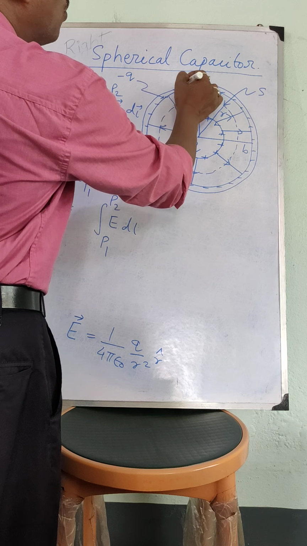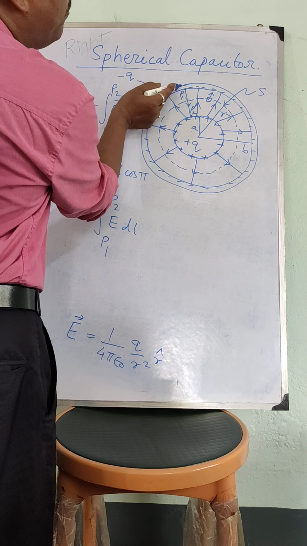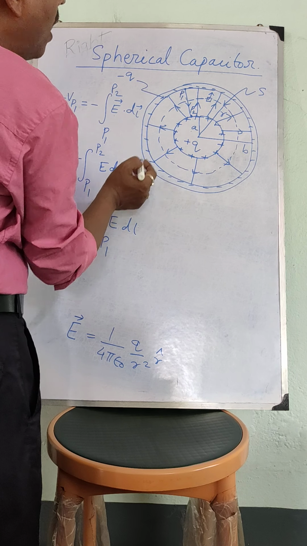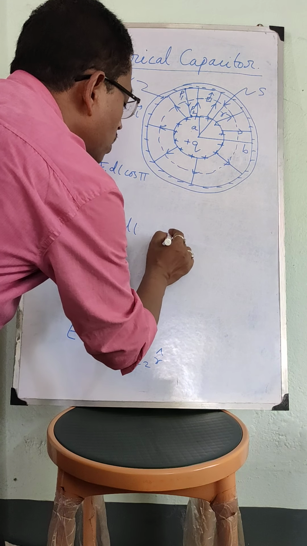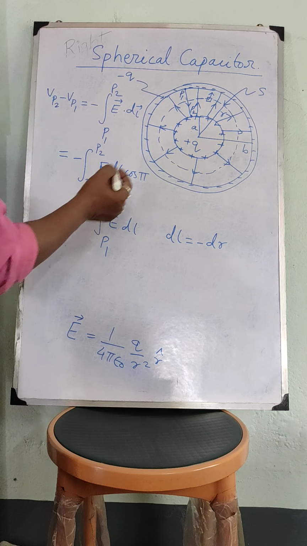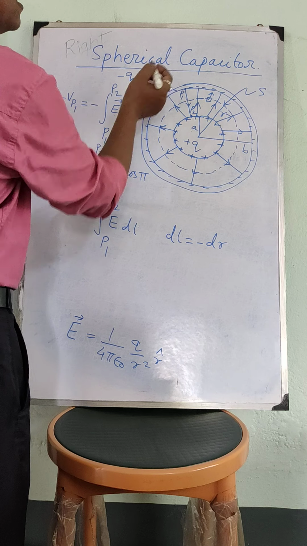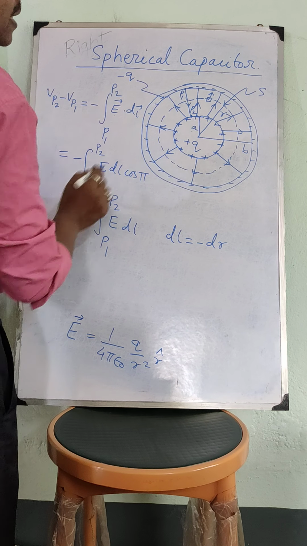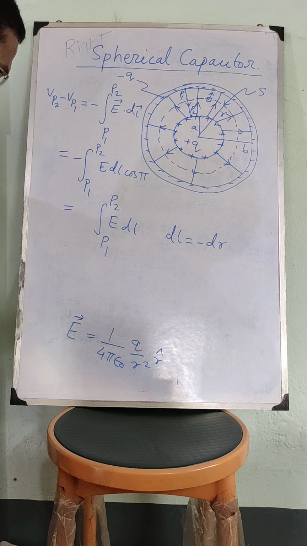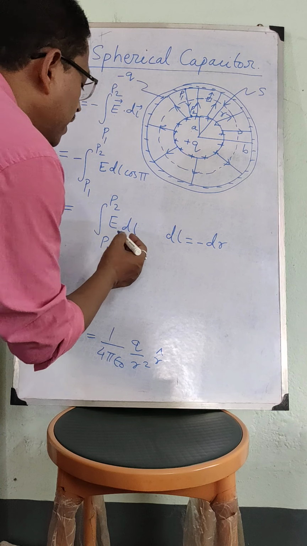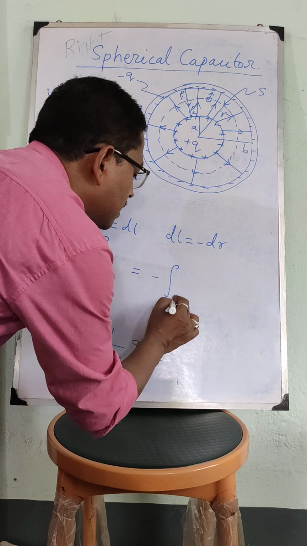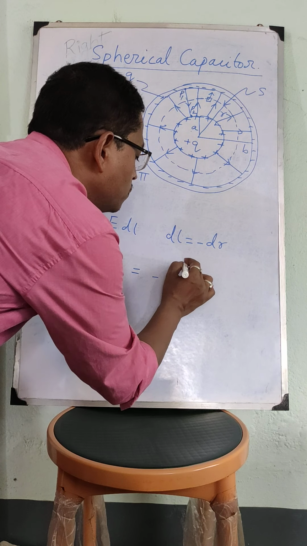See, if you go in this direction, that is from P1 to P2, L increases, but r decreases. So dl is equal to minus dr, because r decreases in this direction and L increases in this direction. So dl is equal to minus dr. Now we can write this as minus the integration from P1 to P2.